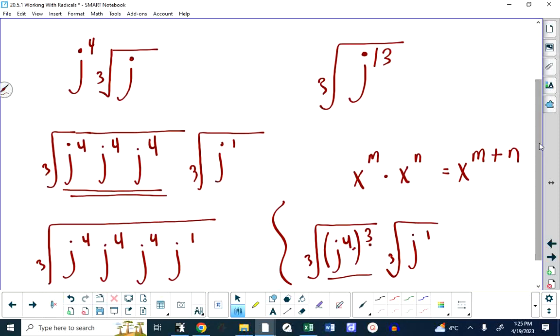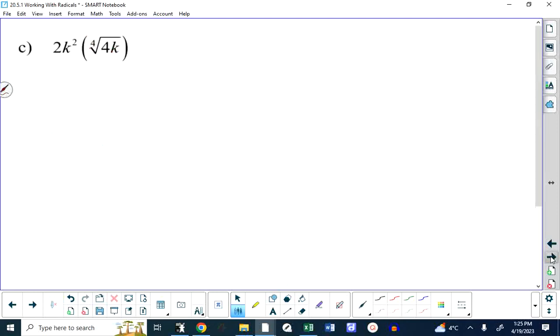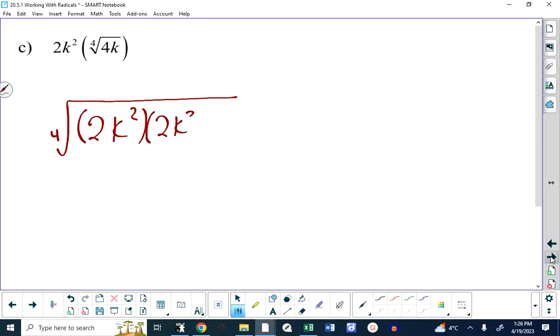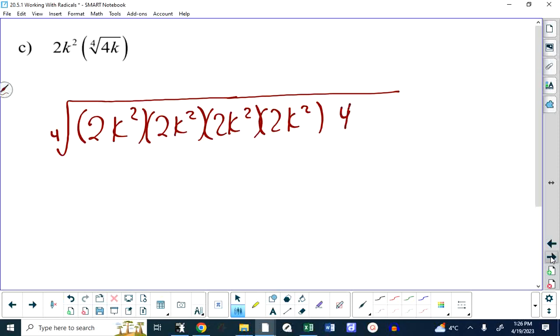Since it's an odd root, you can have j being anything. 2k times the 4th root of 4k. I missed that exponent again. I just said 2k, and it's 2k squared. 2k squared outside of a 4th root is going to be 2k squared times 2k squared times 2k squared times 2k squared inside of the 4th root, and then we have 4k.